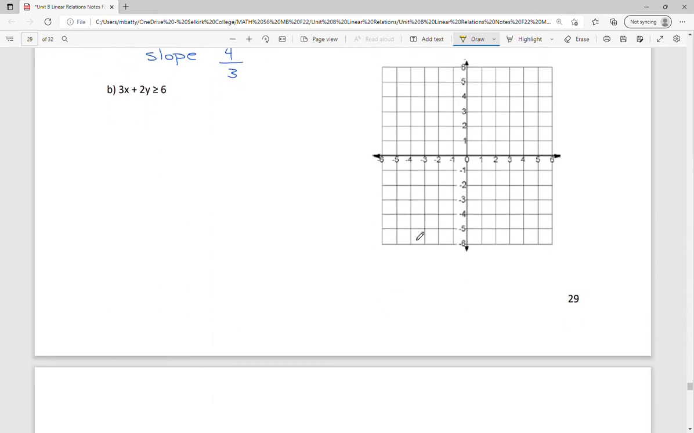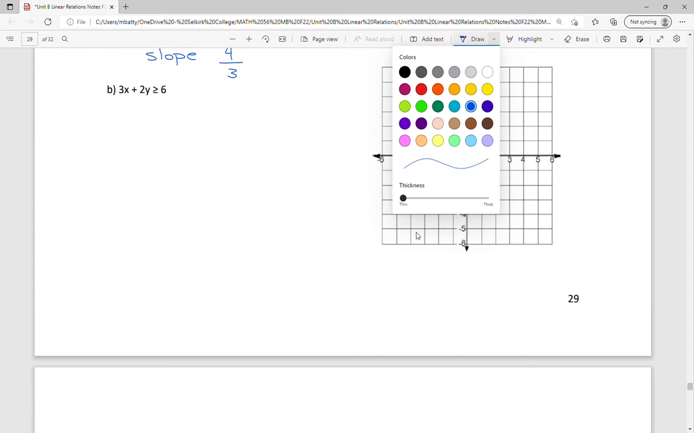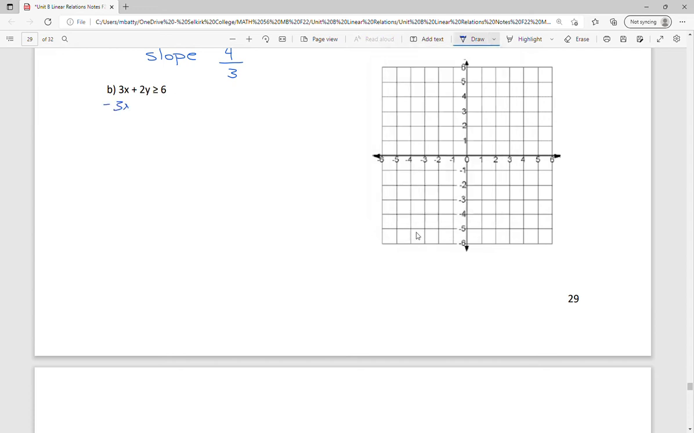Let's try another one. So we've got a linear inequality. I'd like to write this in mx plus b form because I love it. So I'm going to subtract 3x from both sides. I'd have 2y is greater than or equal to negative 3x plus 6. I divide both sides by 2. It's not negative 2, so I don't have to switch that sign business. I'd have y greater than or equal to negative 3 halves x plus 3.